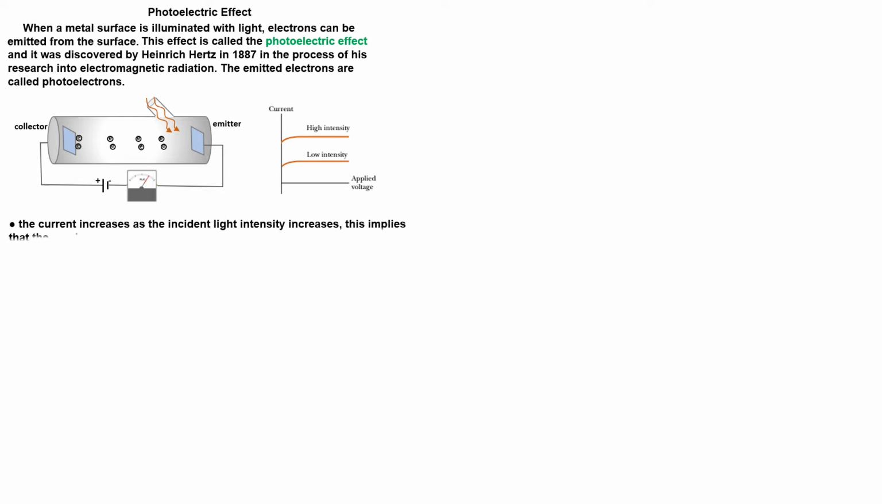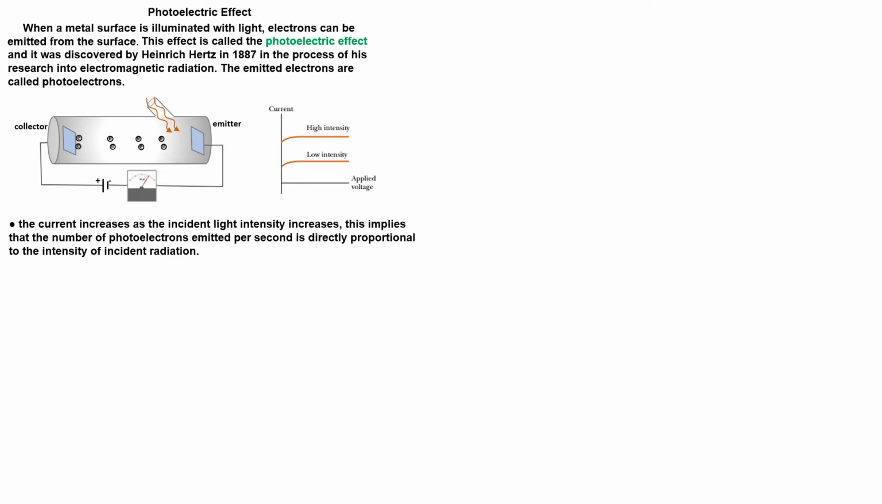We now use the experimental arrangement to study the variation of the photocurrent with the intensity of the radiation. The graph below shows us the photoelectric current versus the potential difference between the plates for two light intensities. The current increases as the incident light intensity increases. This implies that the number of photoelectrons emitted per second is directly proportional to the intensity of incident radiation.